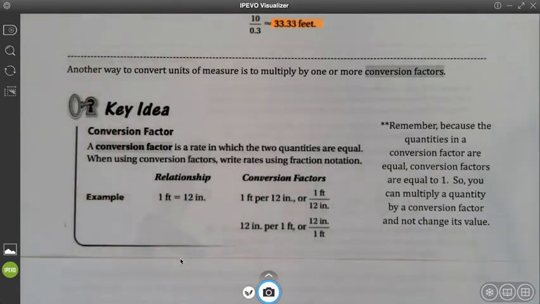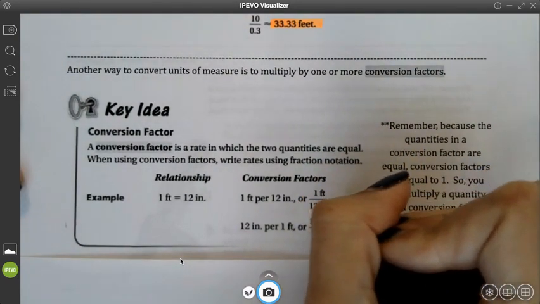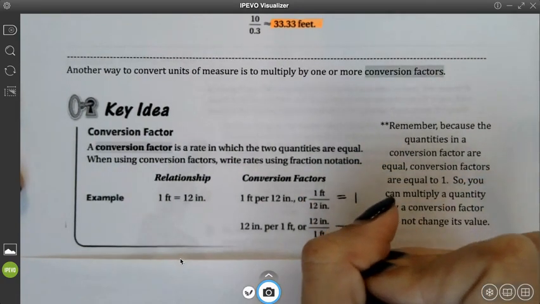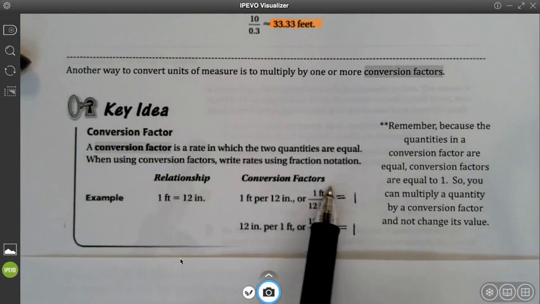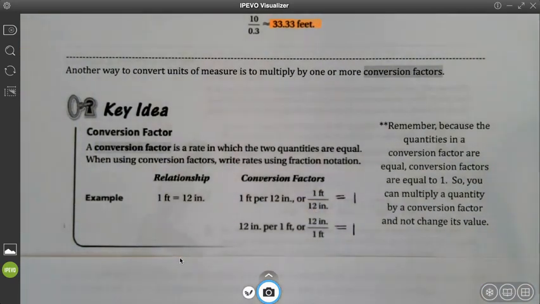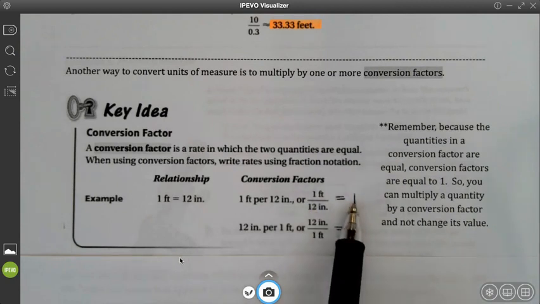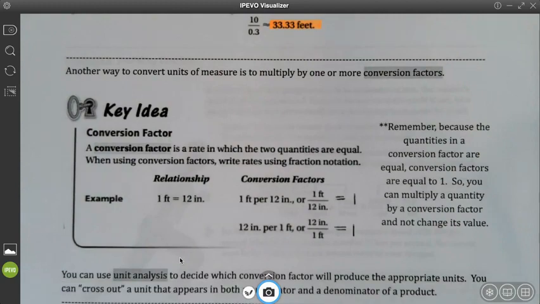Now remember that when a numerator equals a denominator, it means that this quantity is equal to 1. So even though we're using different numbers, because of the units given, 1 foot and 12 inches are the same amount. So when one is a numerator and one is a denominator, it's going to equal 1. So that's going to help you for this next strategy.